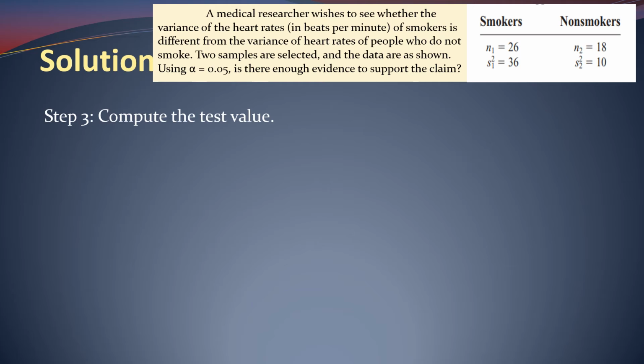For step 3, we have to compute the test value. We have here the formula for the F-test, wherein F is equal to S1 squared over S2 squared. Yung given natin, for smokers, S1 squared is equal to 36, then for non-smokers, S2 squared is equal to 10. Substitute natin siya sa formula. F is equal to S1 squared over S2 squared, which is 36 over 10. Then our F value is equal to 3.6.